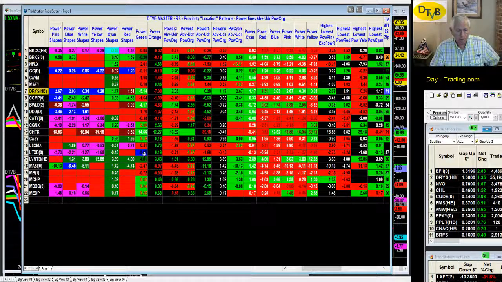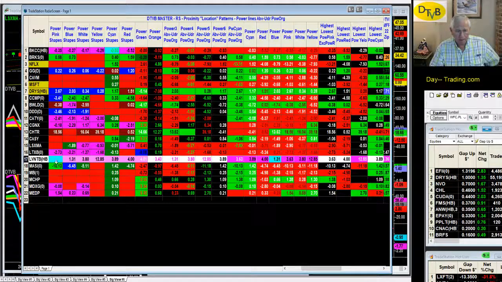For example, we can tell that on the line above this one, in the power green column, we have a blue box on LTXB, and we know that that is a cross under 0, so it is heading down, obviously.